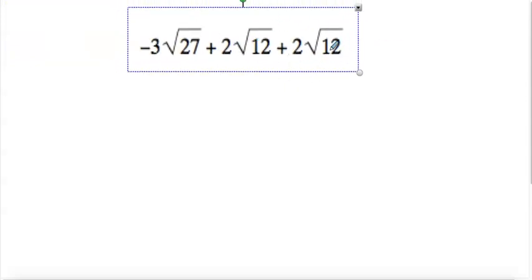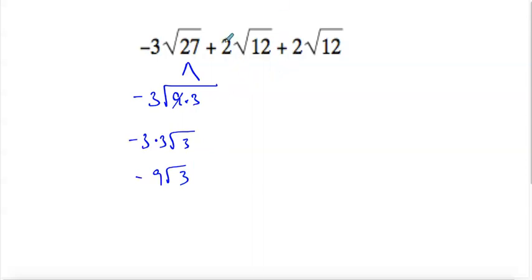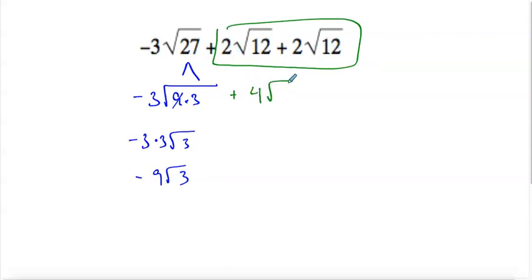So I already have some common like terms here. But let's see if we can do anything with that radical 27. So radical 27, this is 9 times 3 is 27. So this turns into negative 3 is out here already. Square root of 9 is 3, and then radical 3. So that's negative 9 radical 3. Alright, and then combine these two: plus 2 radical 12 plus 2 radical 12 is 4 radical 12.